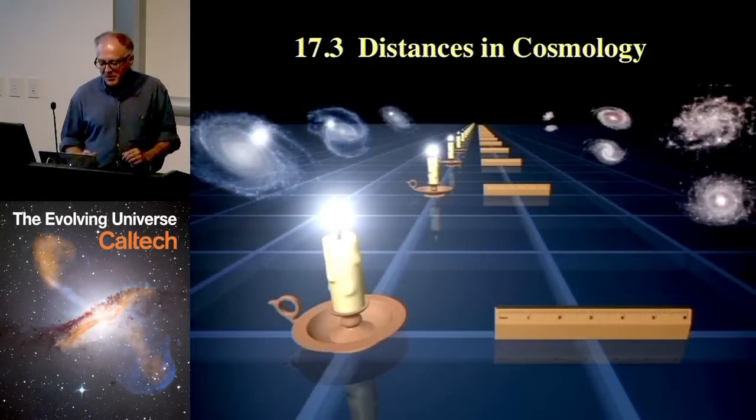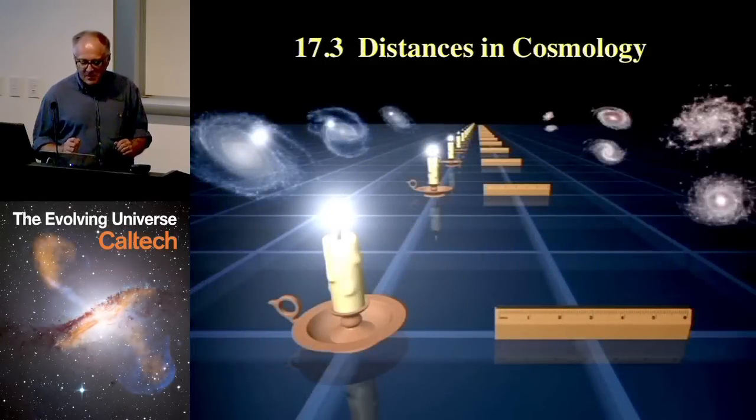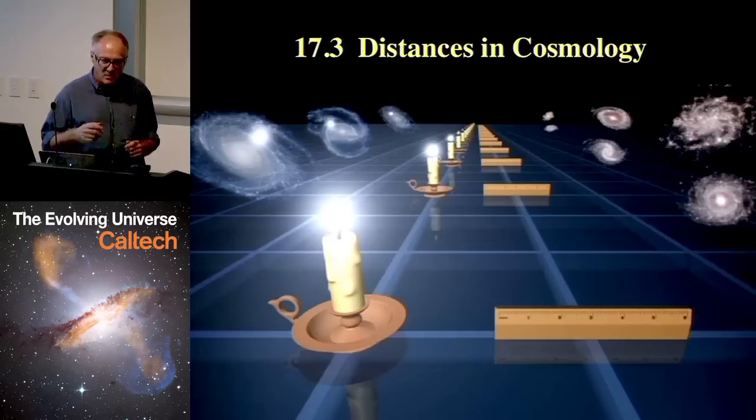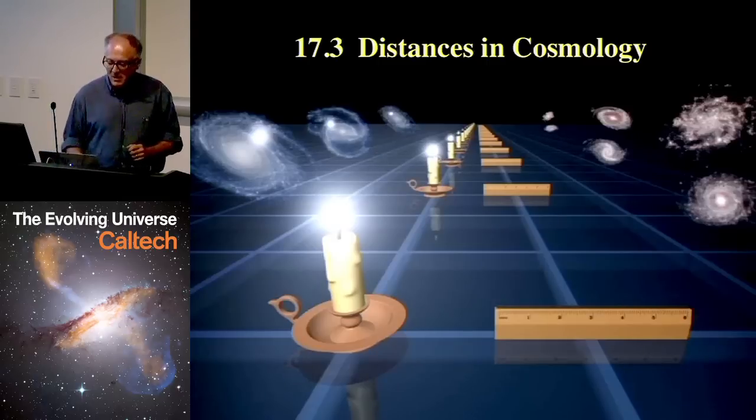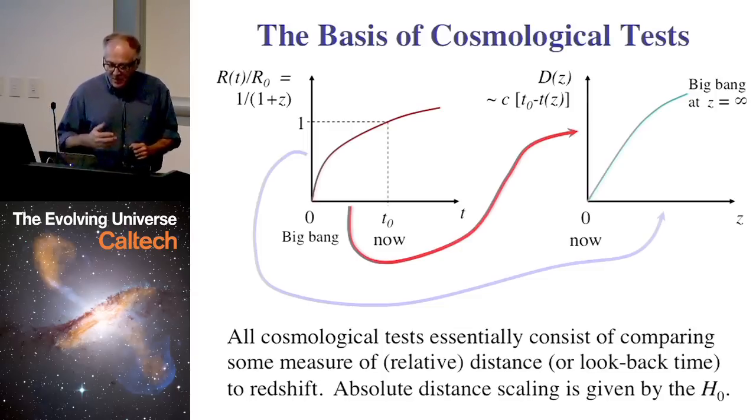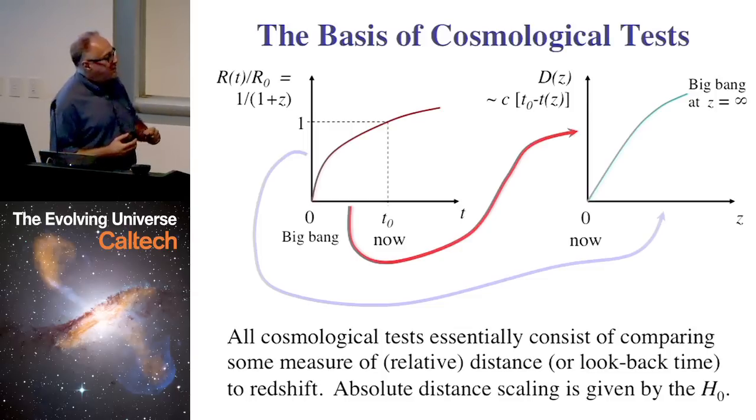Now let's talk about distances, because that's the fundamental physical quantity that you need in order to convert observed quantities like fluxes into luminosities or angular size into physical size, and it turns out to be the basis of all cosmological tests. Hubble himself already devised a bunch of these, and then more have been added.